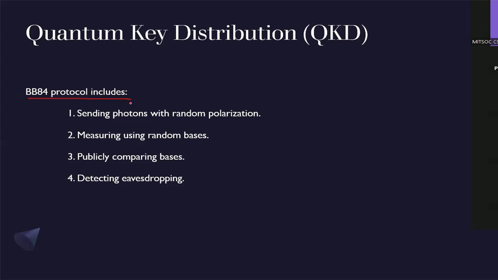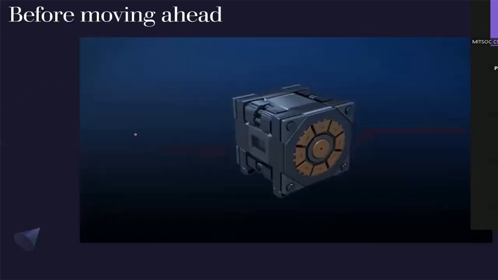So we'll talk about this BB84 protocol, which includes sending photons with random polarization, measuring using a random basis. How these bases are calculated, that also I'm going to tell. Then publicly comparing the bases and detecting the eavesdropping. All these steps are included in the BB84 algorithm. Before starting, I just want to show you one particular video.